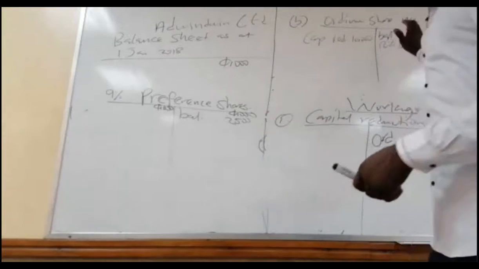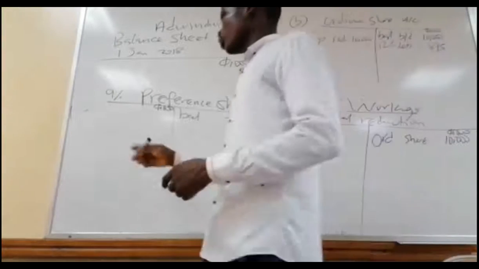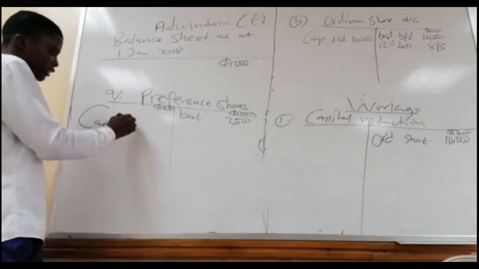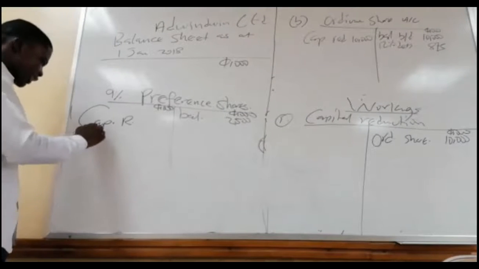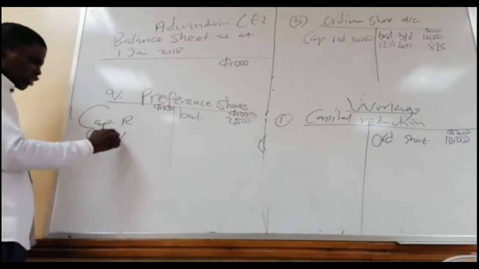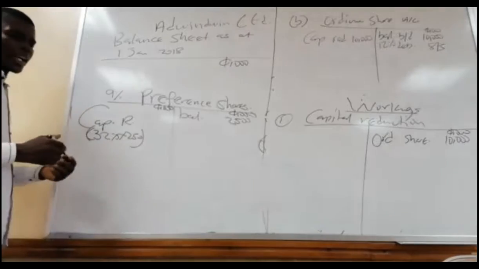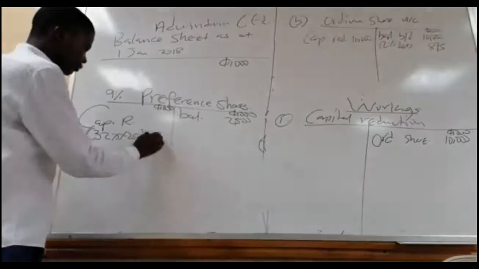So it must come where? Here, and at the same time, reduce it here. So we are going to cancel. So it must move to capital reduction. So capital reduction account. Open your bracket. Tell the examiner that is 32% of 2,500. Whatever answer you get, you put it in. And this answer will be, if you do the calculation, 800.